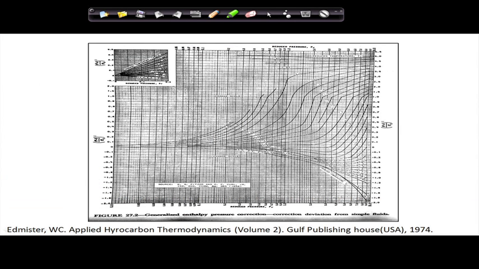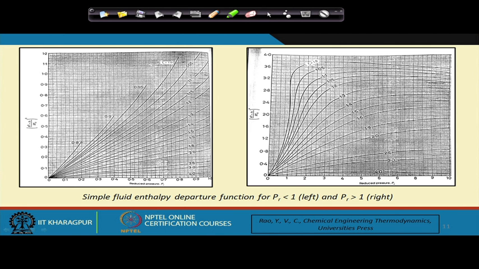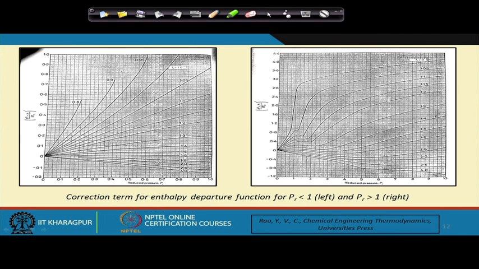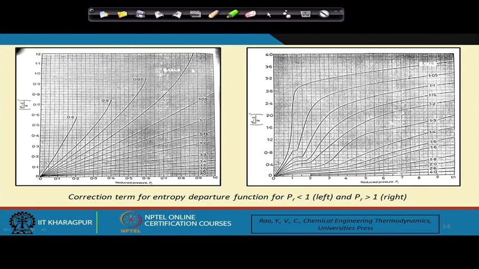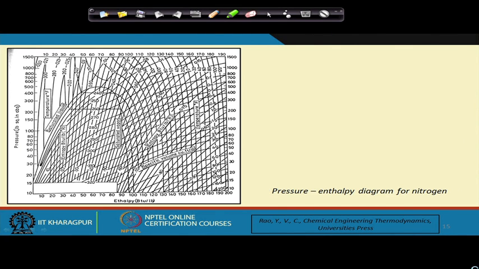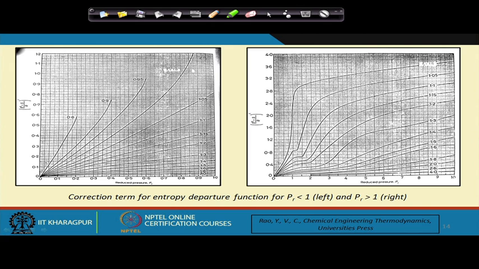The initial charts which I had shown, they are for Edmister, and they are primarily used in the hydrocarbon industries. There are also certain other charts which have been proposed by Lee and Kessler. These charts can also be used. You can very well see that they have the 2 parameter and the 3 parameter enthalpy as well as entropy departure functions. They have been expressed for lower values of reduced pressure and higher values of reduced pressure. One can very well use them.